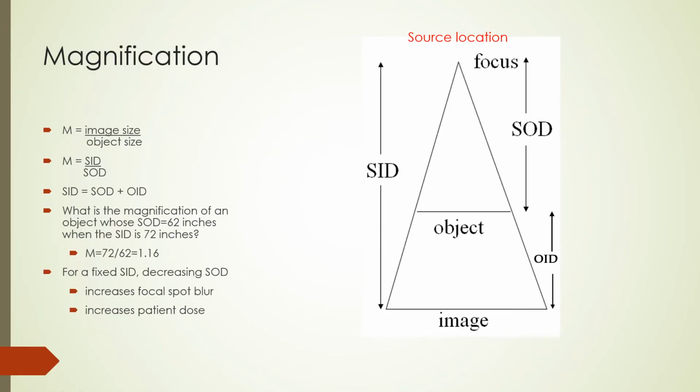Magnification is a geometric effect. As with any type of projection imaging, by moving the object location relative to the point source and image receptor, different levels of magnification can be achieved. The SID is equal to SOD plus OID. When SOD is equal to SID, magnification is 1 and the image represents the true size of the object. This example shows how to calculate magnification for the SID and SOD numbers shown. Moving the patient too close to the source will result in increased patient exposure, increased magnification, as well as increased focal spot blur.